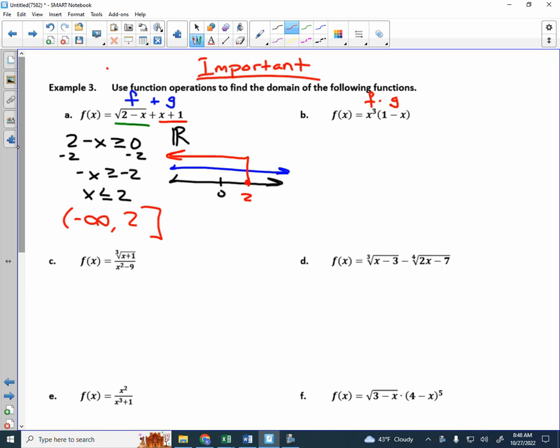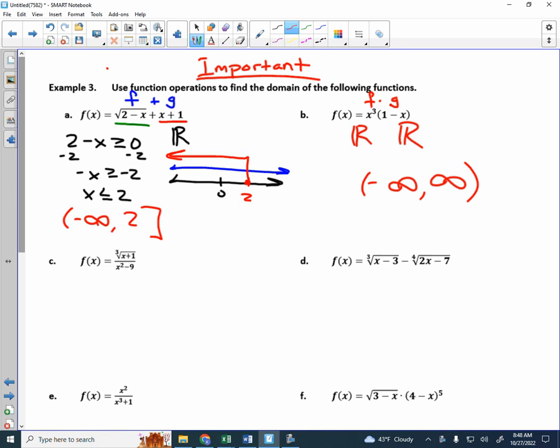What's the domain of a cubic? All real numbers. What's the domain of 1 minus x? All real numbers. What's the overlap between all real numbers and all real numbers? So negative infinity to positive infinity. Anything you plug in for x will produce an output for y. That's what that's saying. Yes?